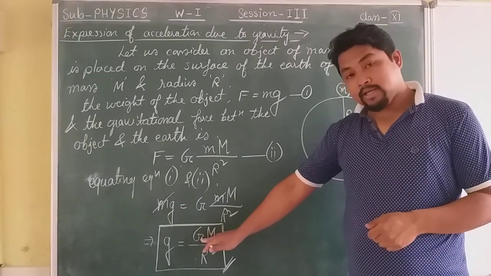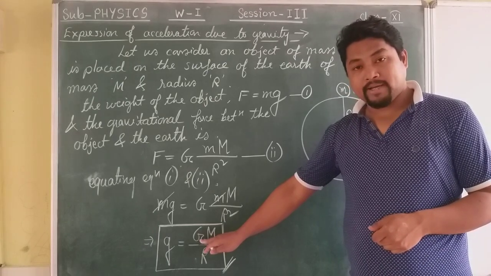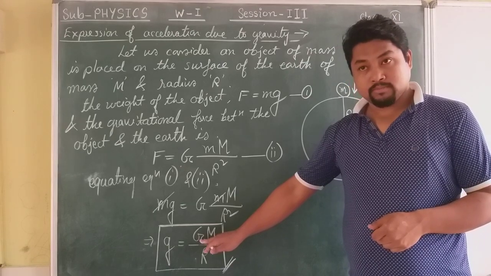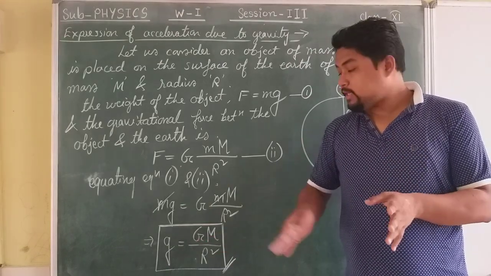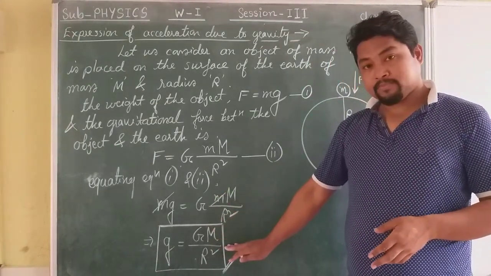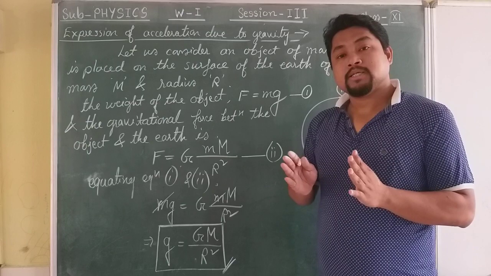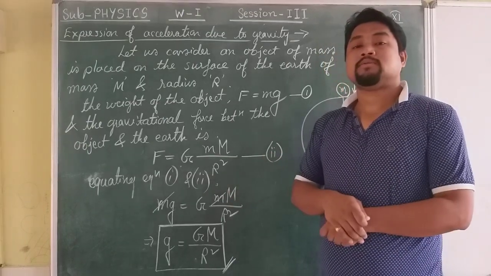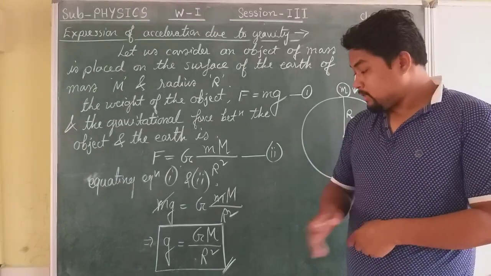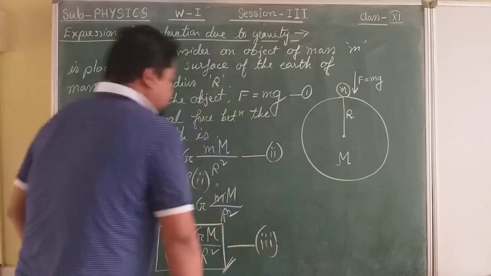And what is the value of G? G is equal to 6.67 into 10 to the power minus 11 Newton meter square per kg square. Right? Substituting these values in this equation, then the value of g is 9.1 meter per second square. Okay? This is the expression of acceleration due to gravity.